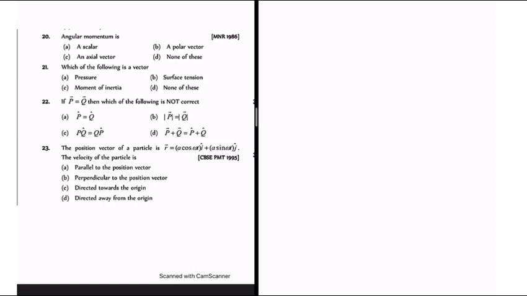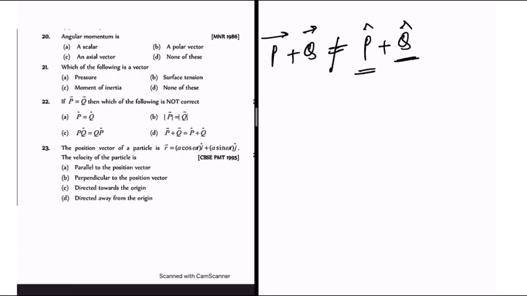I guess D is not correct, because vector P plus vector Q is obviously not equal to p cap plus q cap. P cap is the unit vector in the direction of p, q cap is the unit vector in the direction of q. Definitely the directions are the same but magnitudes are not, so D is your not correct answer.